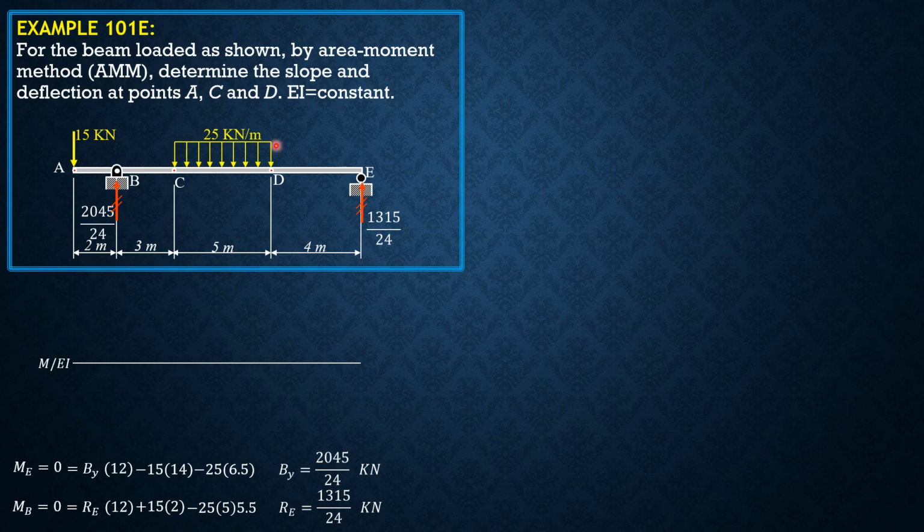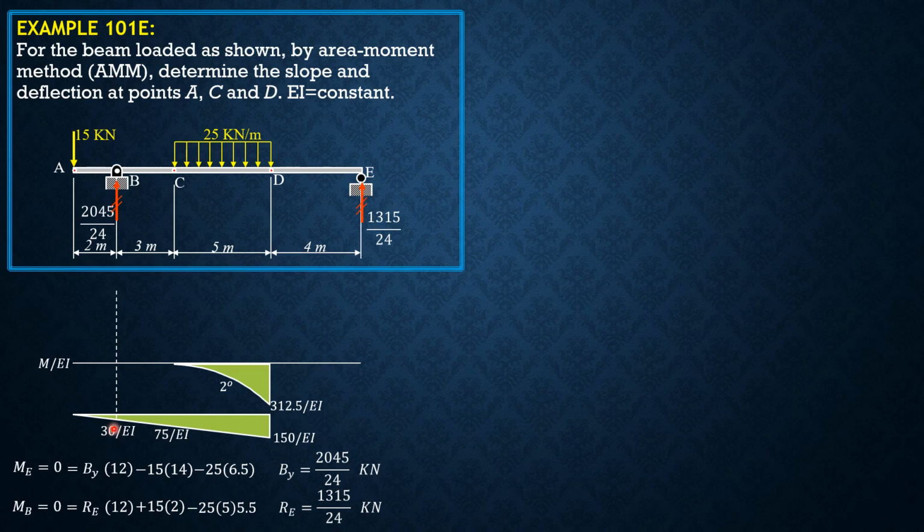So let's have the moment of the loading first. 25 times 5 times 2.5, this is second degree, is equal to 312.5 over EI. Then moment due to the 15, 15 times 10 is 150 over EI. Then here we have 15 times 2, so 30 over EI. At C, 15 times 5, 75 over EI. Then here 30 over EI, 15 times 2.